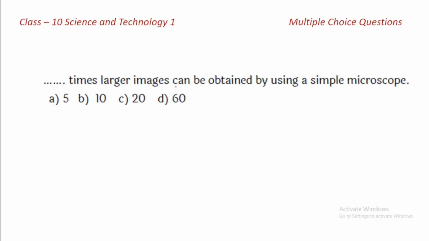Dot dot times larger images can be obtained by using simple microscope. 5 times, 10 times, 20 times or 60 times. The correct answer is option C. 20 times larger images can be obtained by using a simple microscope.